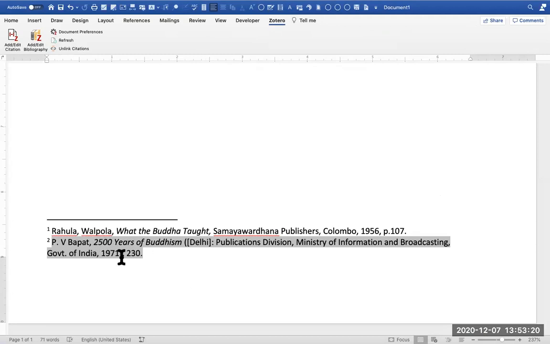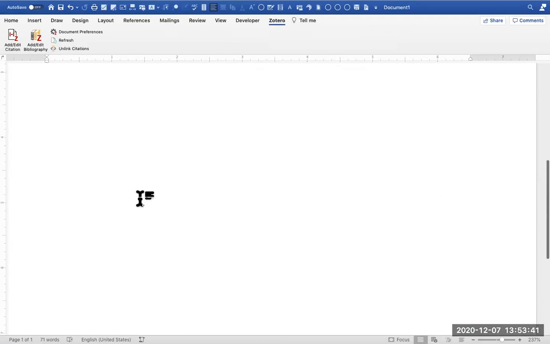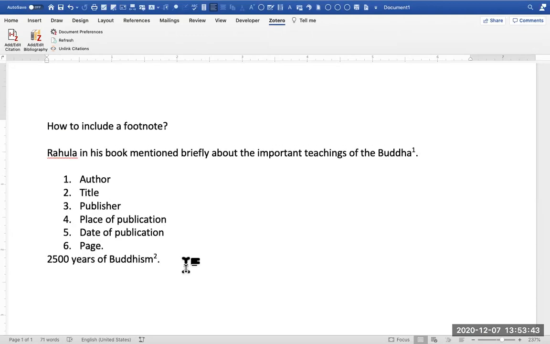Can you see? Yeah, this is the whole information. P.V. Bapat, 2500 Years of Buddhism, Publication Division, Ministry of... So all the information is here, and place of publication, year of publication, and the page number, everything is there. Pretty easy, okay? And I want to show you how to create the bibliography.